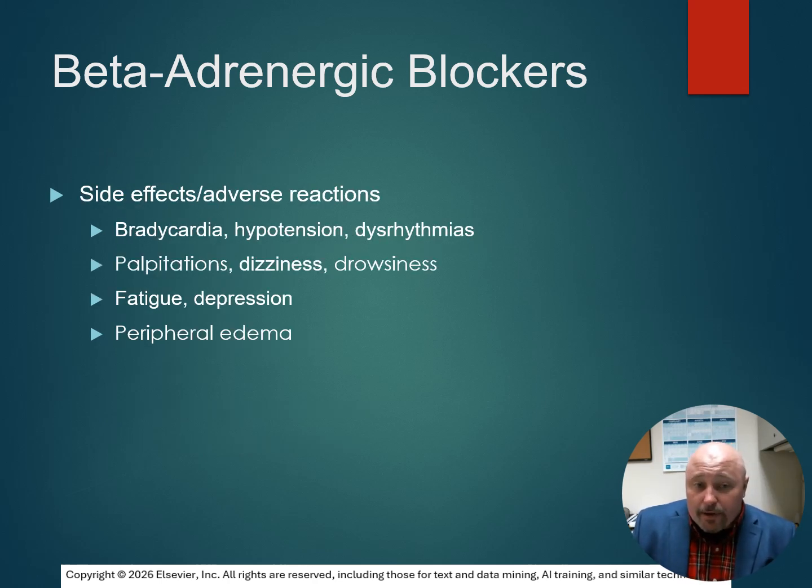When giving any beta blocker, among the side effects we need to be aware of, your top priority is going to be bradycardia. Especially if we're sitting for NCLEX or ATI, the answer is always to get that apical pulse for 1 minute so we can accurately identify that heart rate before we give any beta blocker. We also want to be on the lookout for things like hypotension, dysrhythmias, palpitations, dizziness, orthostatic hypotension, drowsiness, fatigue, depression, and peripheral edema.